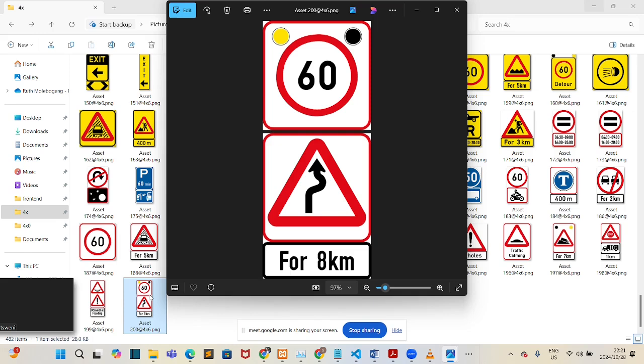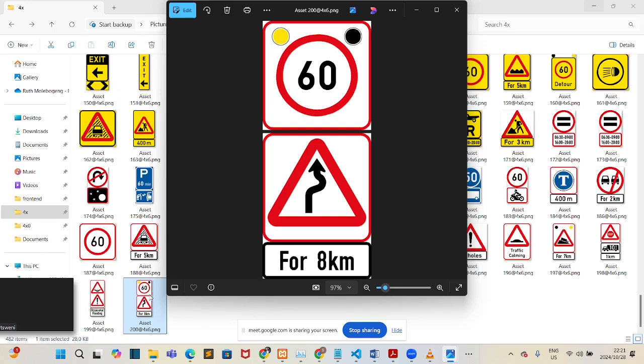B, it warns that there are sharp curves in the road 8 kilometers from there and the speed limit is 60 kilometers per hour. C, it warns that the road winds for 8 kilometers and the recommended speed to drive is 60 kilometers per hour.